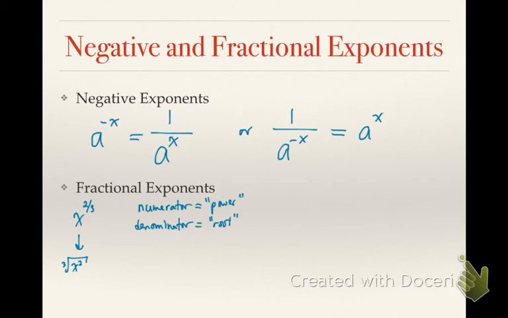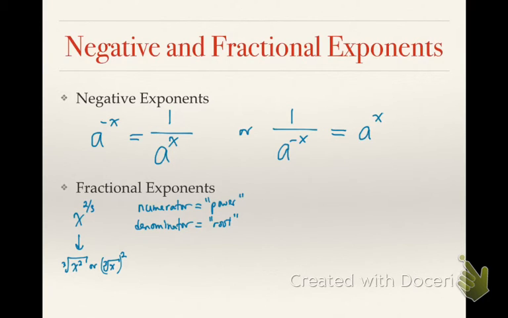taking the cube root of x squared. But you could go either way. You could do the square first and then the cube root, or the cube root and then the square. So you could also rewrite this as the cube root of x, in parentheses, squared. The root is 3, that's the cube root, and the power is 2, that's the square.